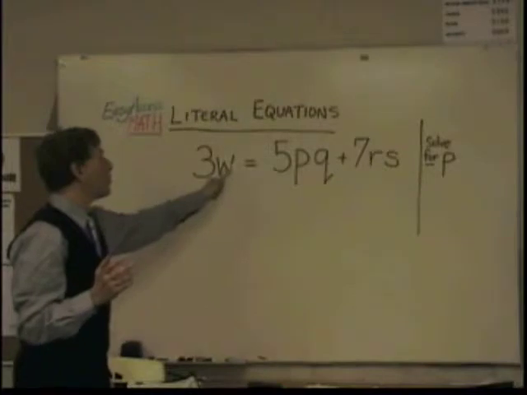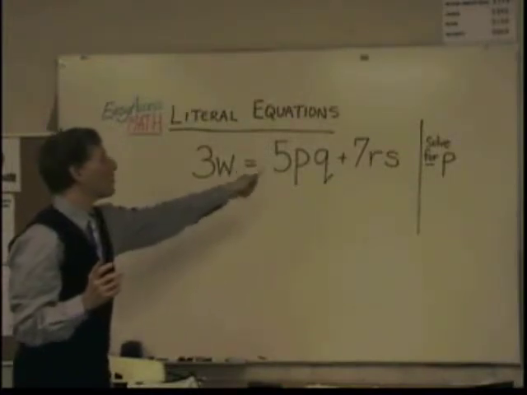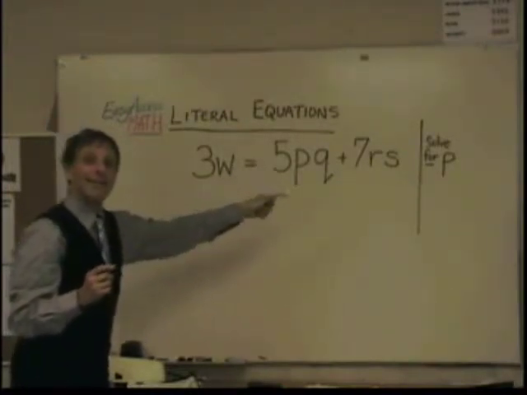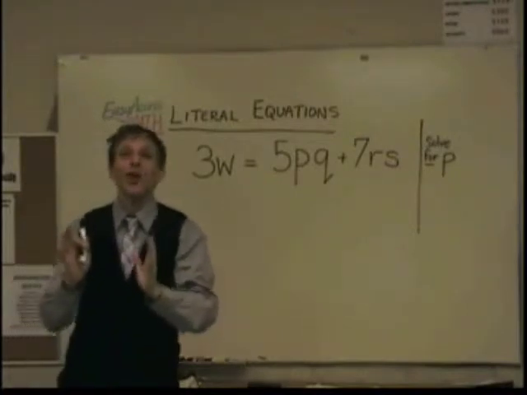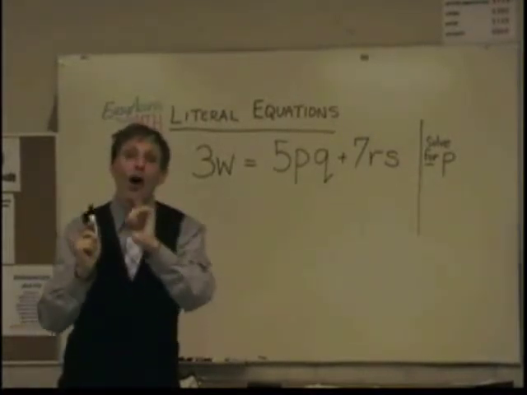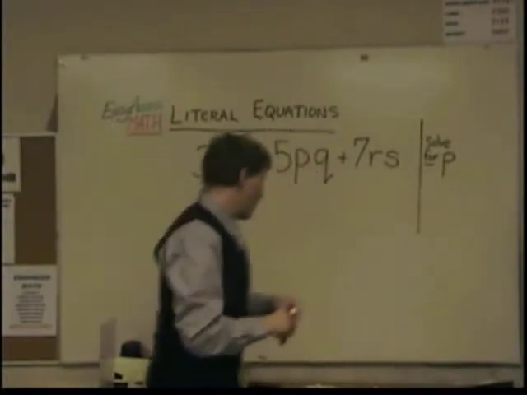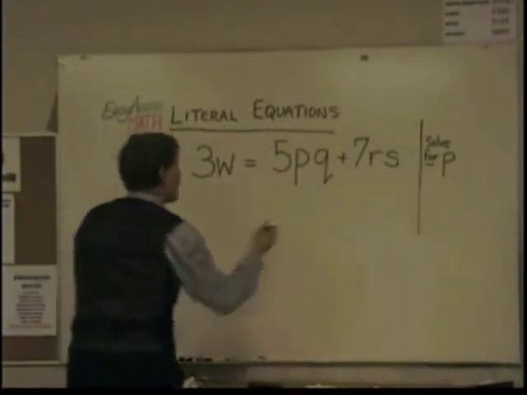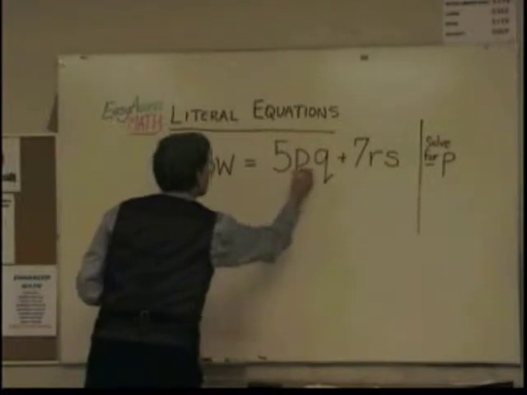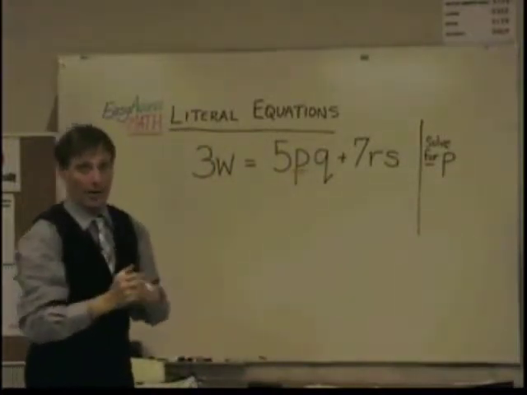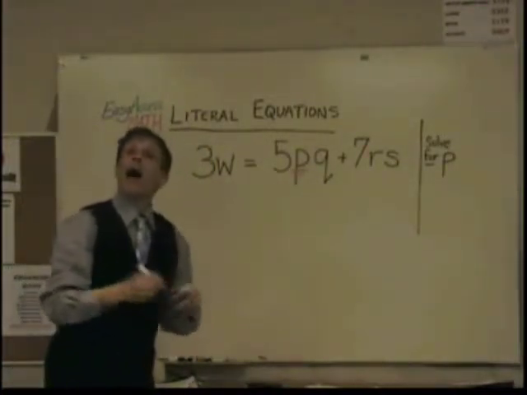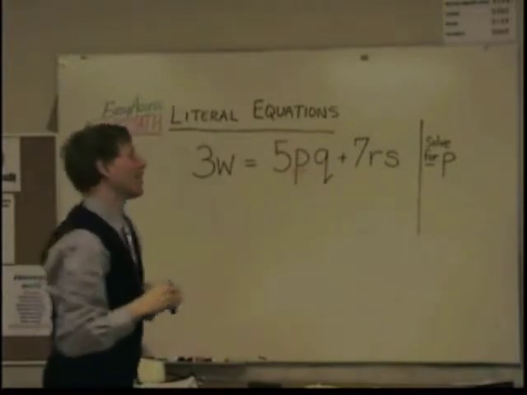We have 3w equals 5pq plus 7rs. Now, always look for what you're solving for. Here, the question would be solve for p. So this letter, the p, is what you want to get alone eventually. And I'm going to undo everything else.